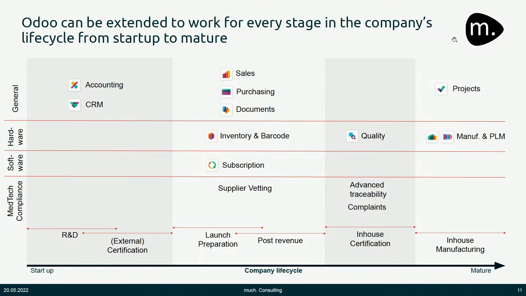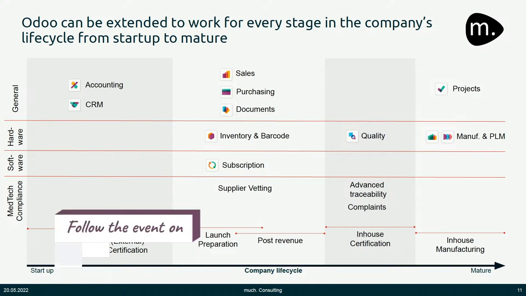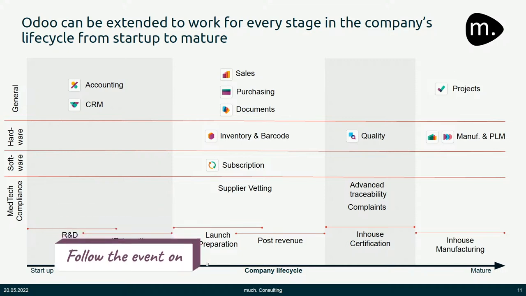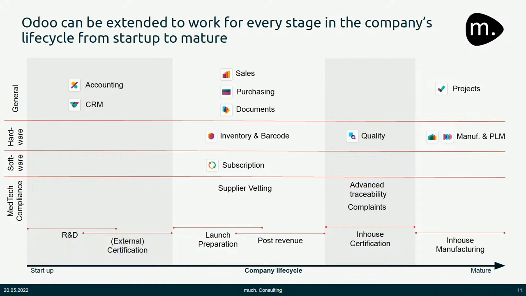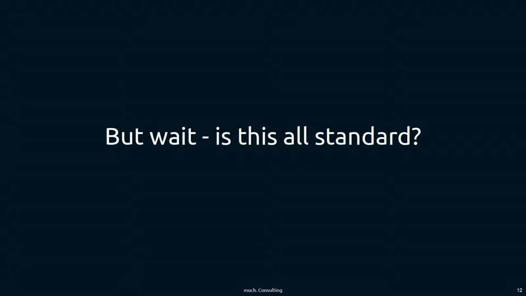So what we see is that actually from a startup R&D phase, we also have customers that already start implementing Odoo at that point, for example, for accounting, for CRM, to already get used to it, and then continue building Odoo while the company develops throughout the development of the product and the launch and certification of the product. So we can also start early, get people used to the system, and then extend it more and more over time.